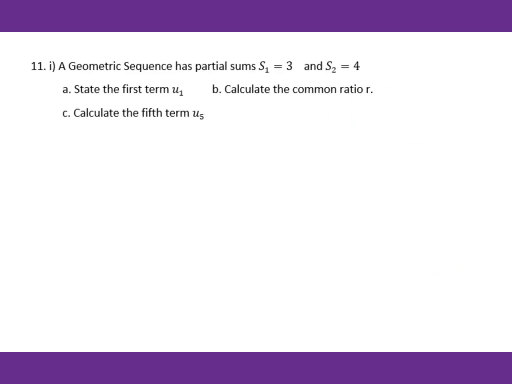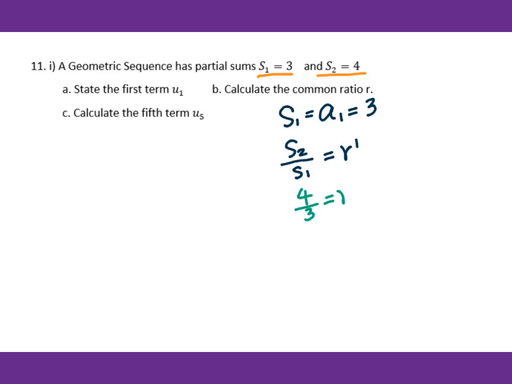Now let's go to 11. A geometric sequence has partial sums s sub 1 equals 3, s sub 2 equals 4. We know that s sub 1 equals a sub 1 equals 3. s sub 2 over s sub 1 equals r to the first power. Therefore, 4 over 3 equals r. So for A, we already got 3. For B, we already got ratio 4 over 3.